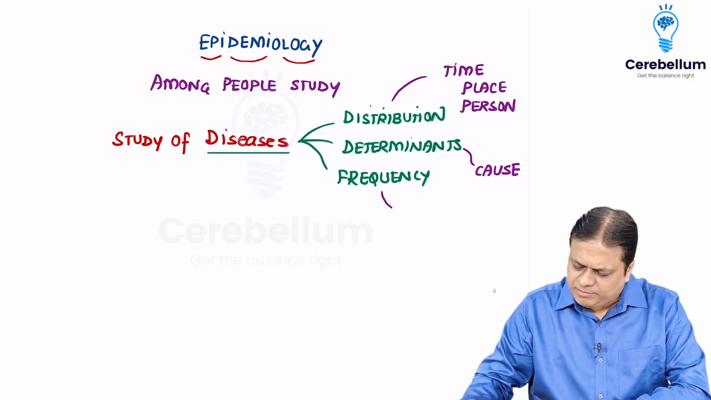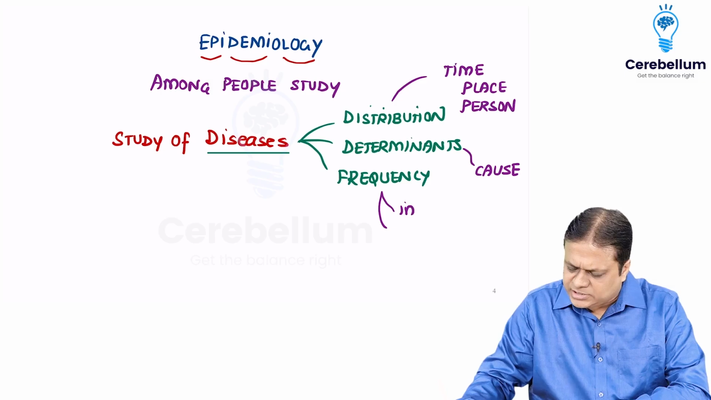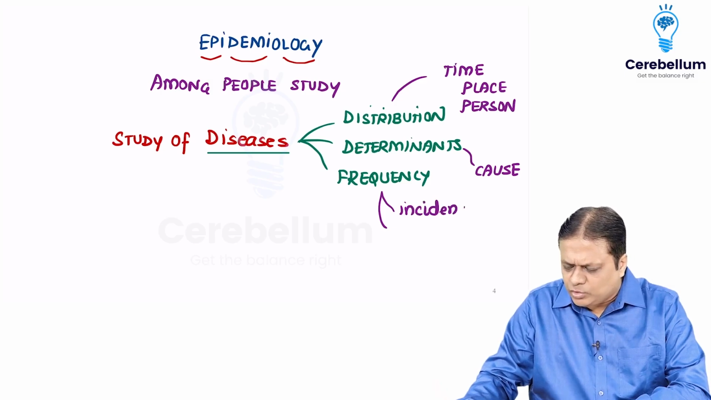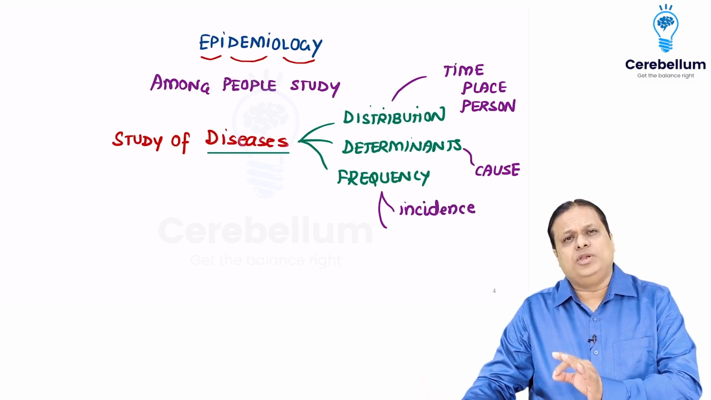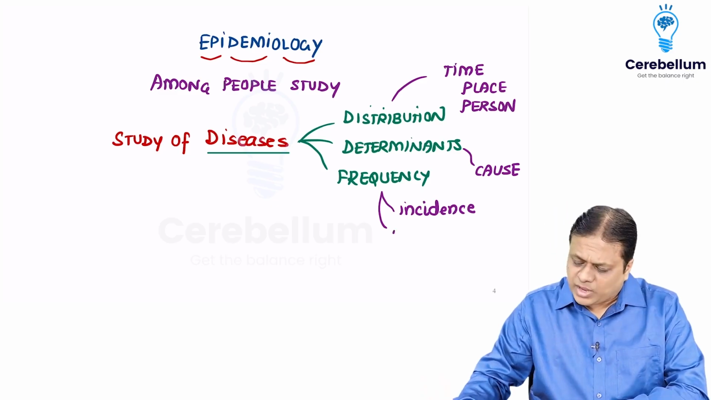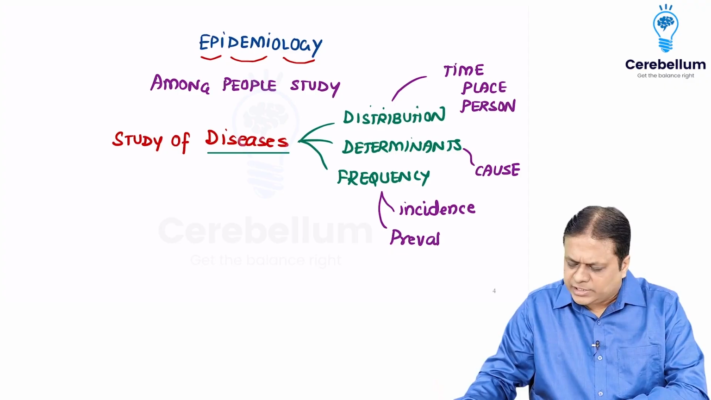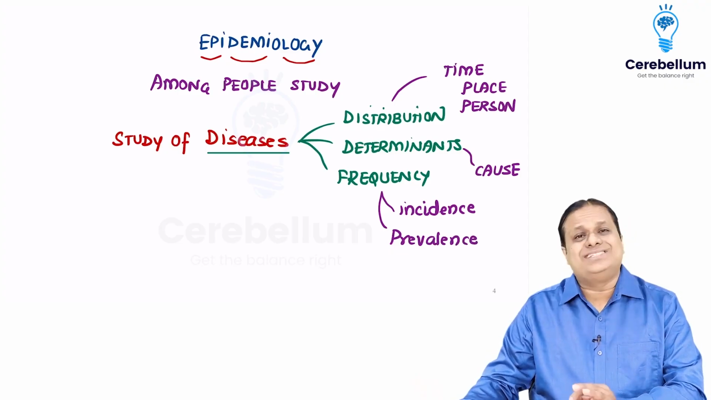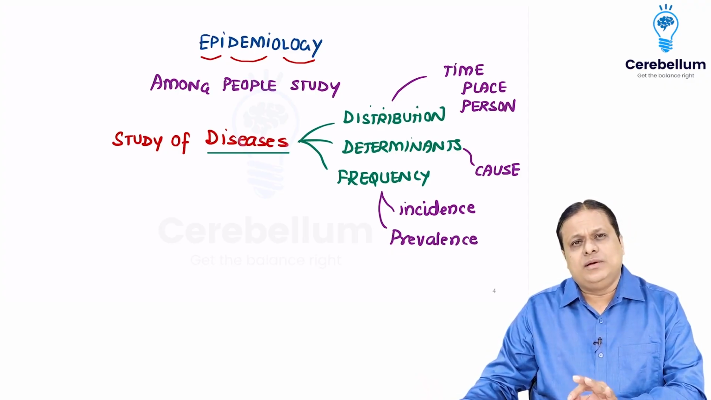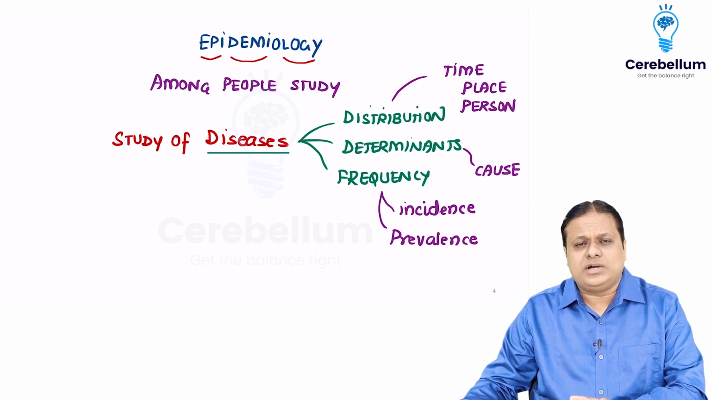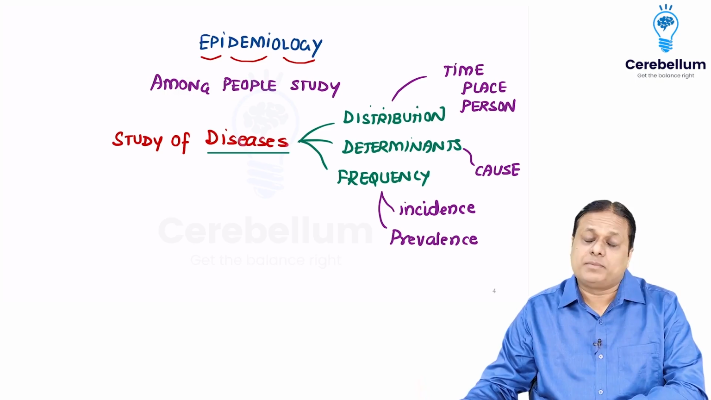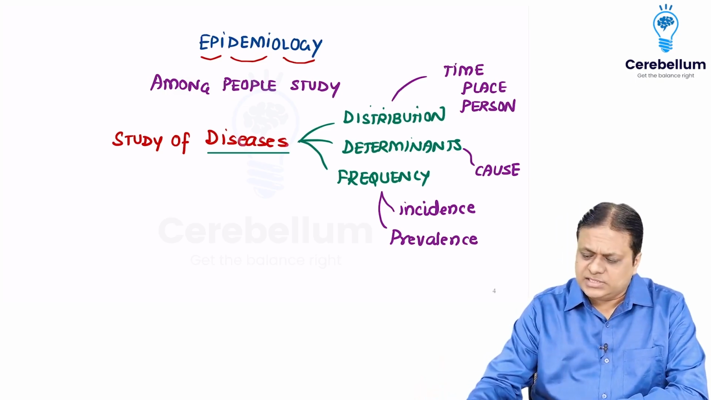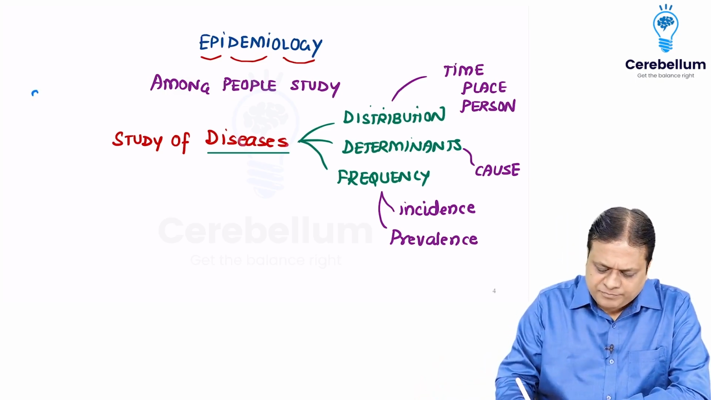And frequency we measure as incidence, that is number of new cases per 1000 population at risk, it's a rate, and prevalence, that is total number of existing cases, new plus old, divided by total population into 100. Incidence is a rate, but prevalence is a proportion. This definition was given by epidemiologist John M. Last.